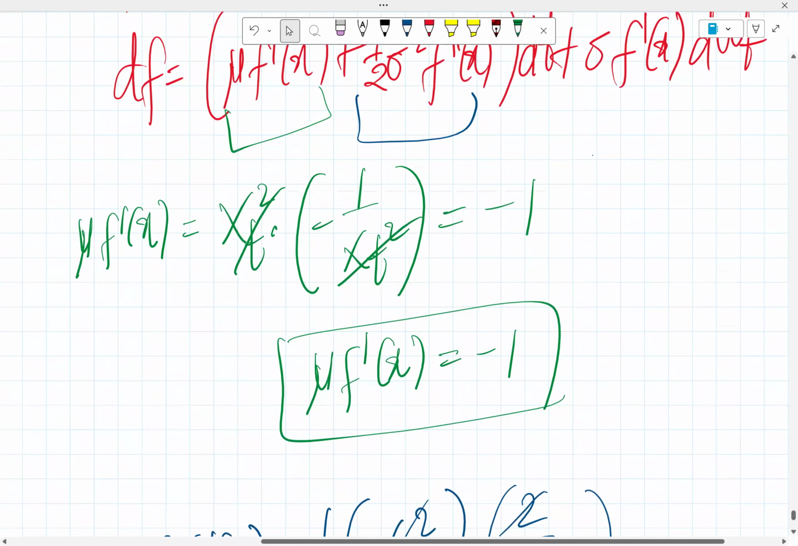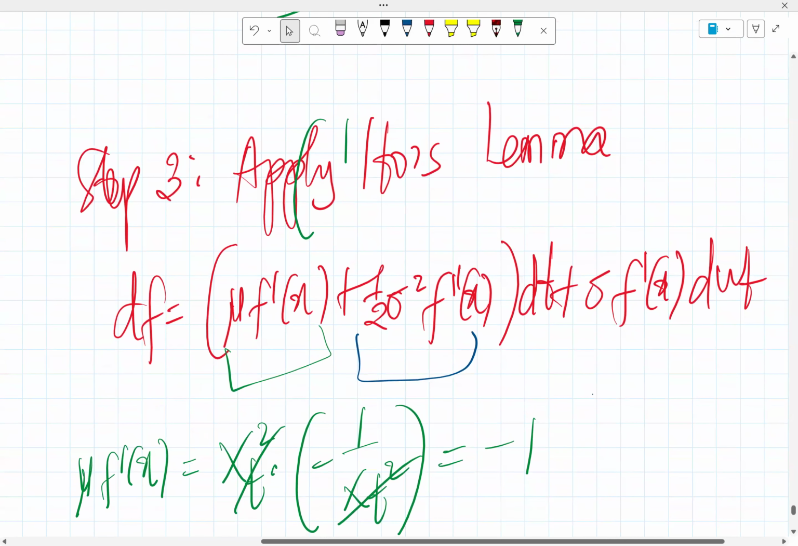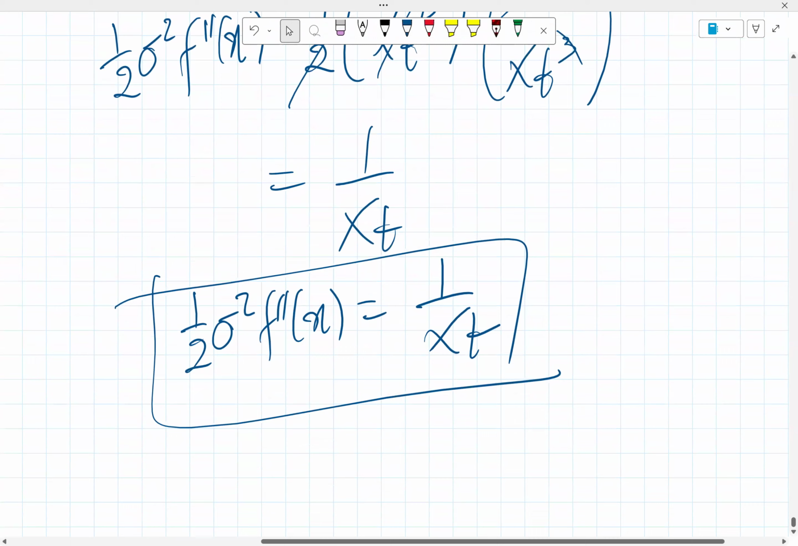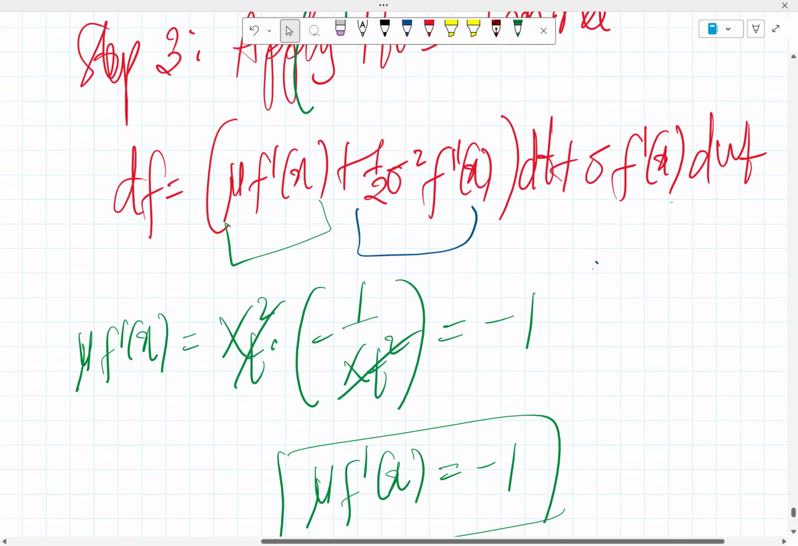Then for the drift term now, where's the drift term here? Okay, for the drift, for this whole part here. So this term, we have minus 1 plus 1 over x sub t. Then for this other part, the diffusion term.